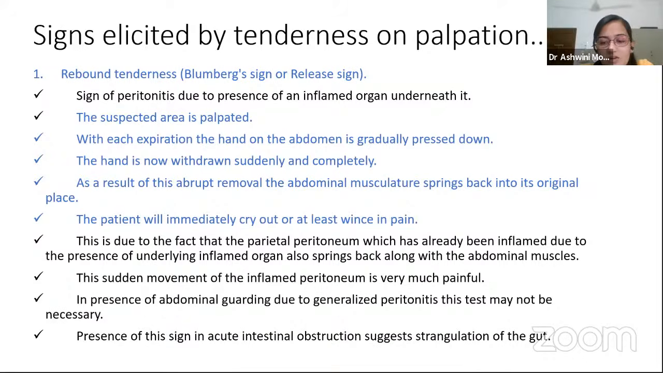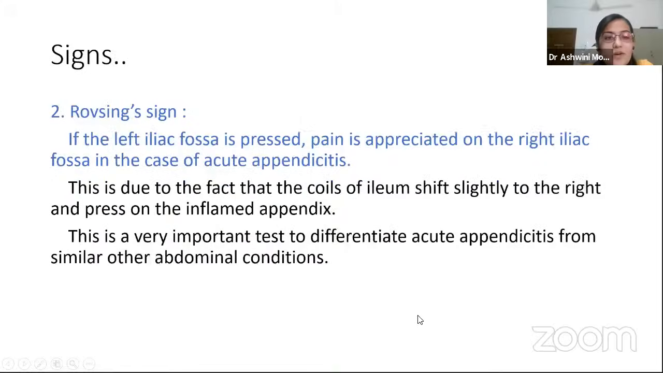Presence of this sign in acute intestinal obstruction suggests strangulation of the gut. We have to remember this. If it is present in an obstruction patient, there must be a strangulation underneath.